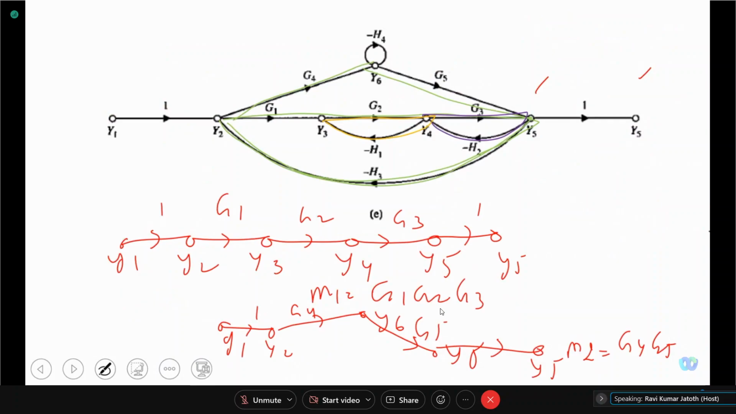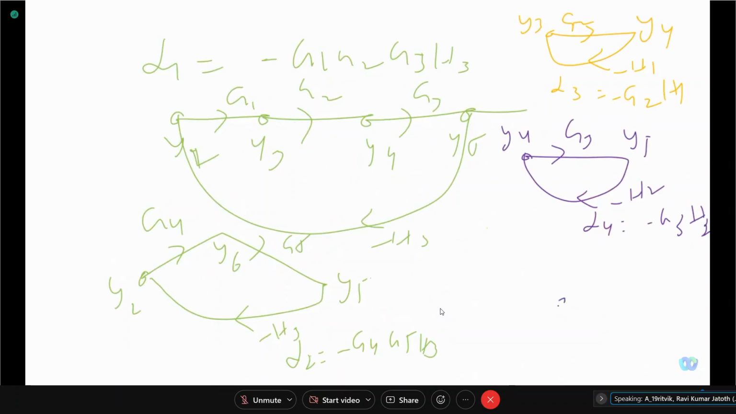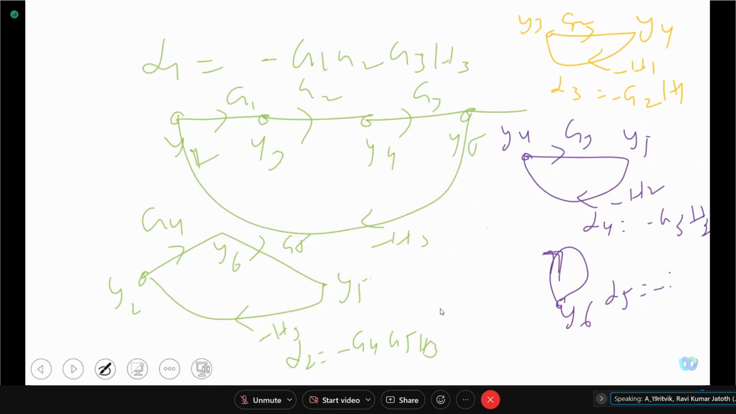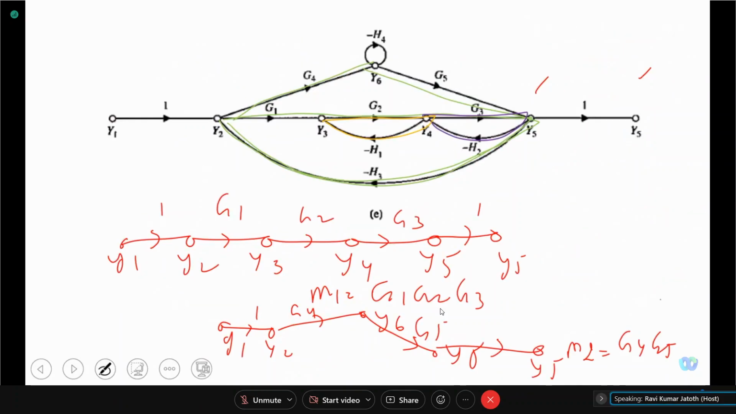Is there any other loop? Y6 to Y6, gain minus H4. So Y6 to Y6, L5. So what is the gain? Minus H4. Minus H4, no? Yes, sir. Minus H4.